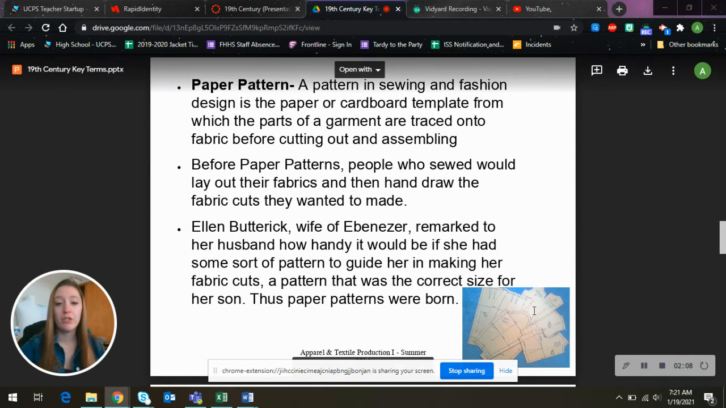And the paper pattern, which is what I was talking about, in sewing and fashion design is paper or cardboard. And before paper patterns, people who sewed would have to lay their fabrics out and then hand draw fabric cuts after doing their measurements. These are already pre-measured by size, and they were like traced out on paper.